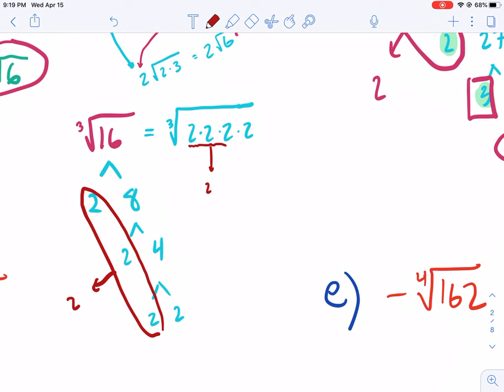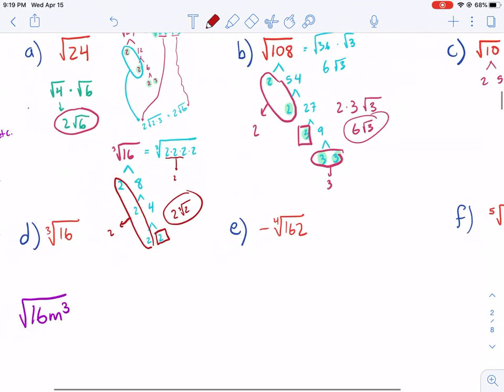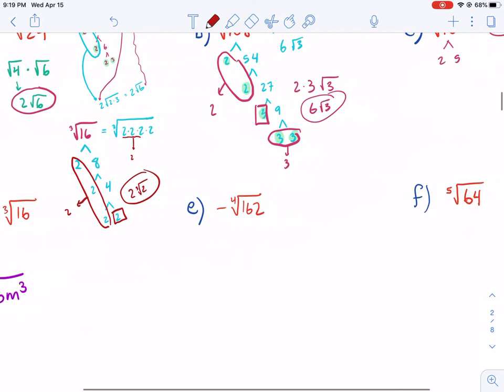Okay, so what does that look like? We have 1 2 come out of the radical. 1 2 stays home. I like to box the ones that stay home. And we get the same answer, okay? Get the same thing. Let's move on to a little bit more advanced problem.